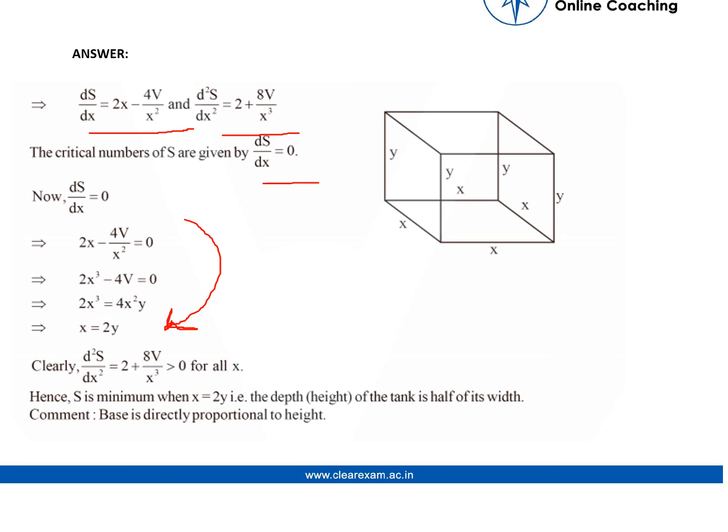Clearly, the double derivative, 2 plus 8V upon x cubed, is greater than 0 for all values of x. Hence, S is minimum when x is equal to 2y, that is, the depth of the tank is half of its width. Here, the base is directly proportional to the height.